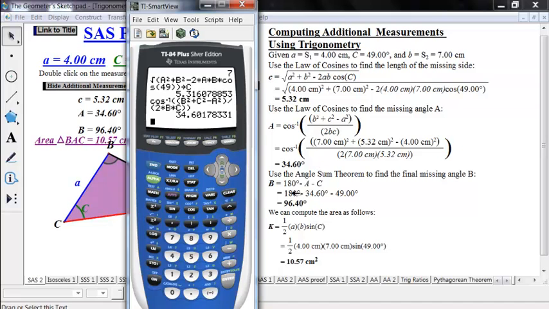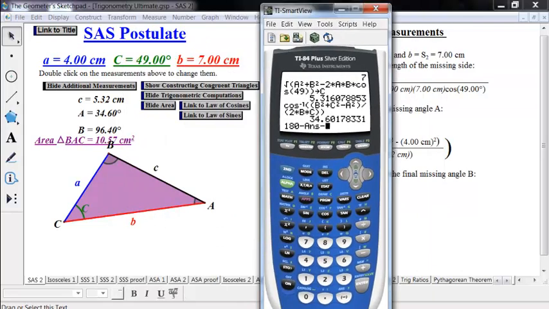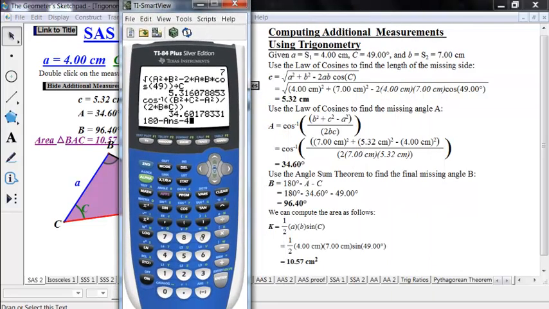Or I could use the law of sines, but I chose the easiest route, which is to use the angle sum theorem. It's just 180 degrees minus that previous answer minus the original 49 degrees, and that's going to give us the angle for angle B.